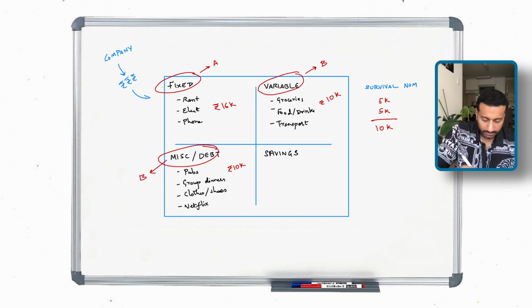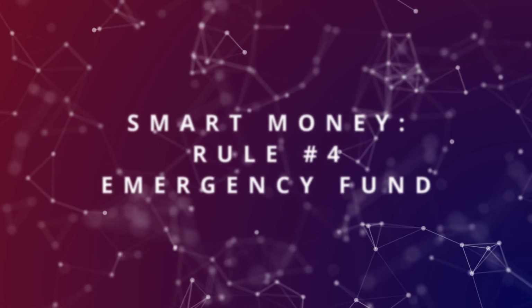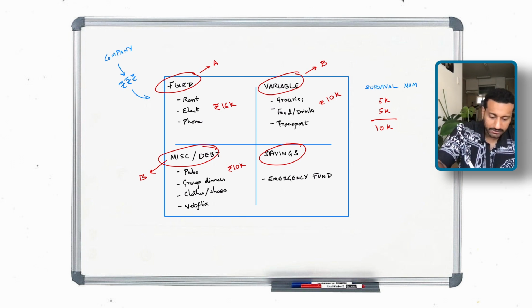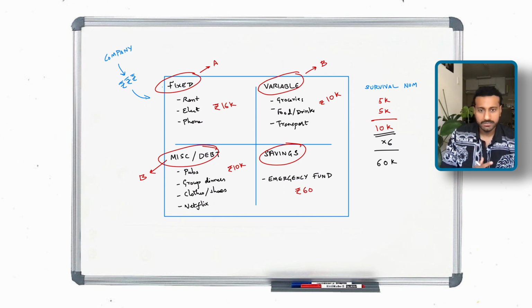And that brings me to the savings. Here you will start building your emergency fund. Basically, an emergency fund is for situations like when you're going to get fired, or when the emotional and mental stress is so high at work that you just can't work. You just want a break for a few months. So your emergency fund is calculated as this survival number times 6, which is 60K.